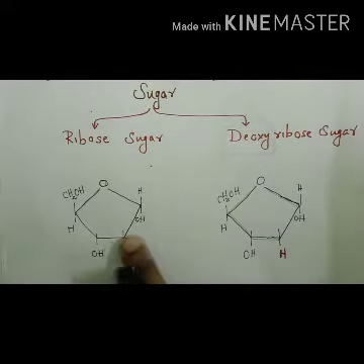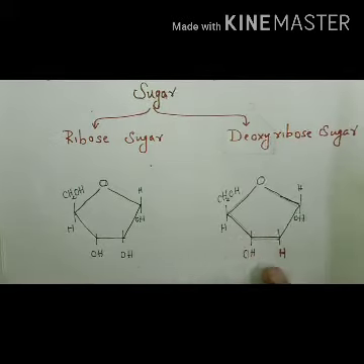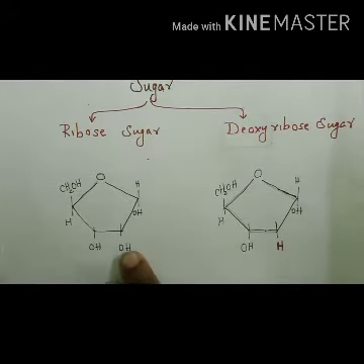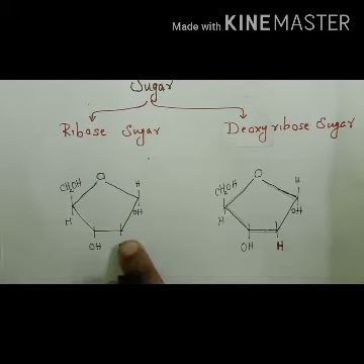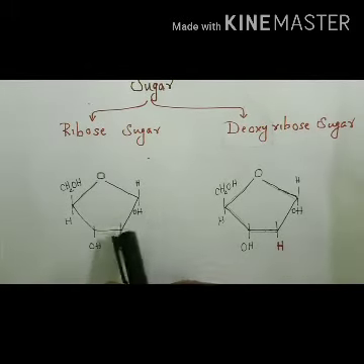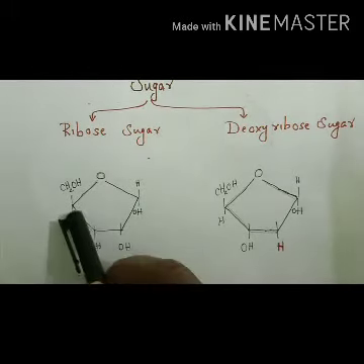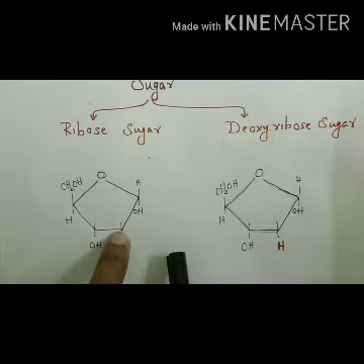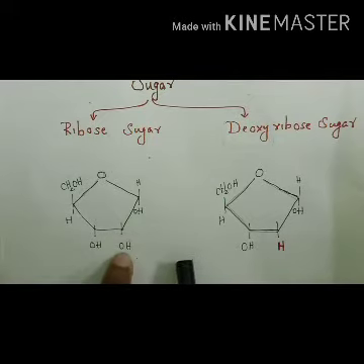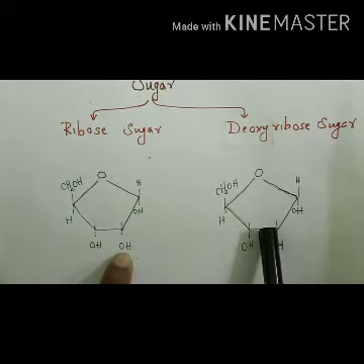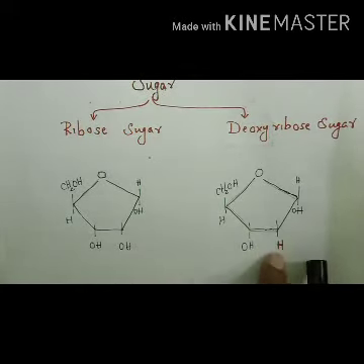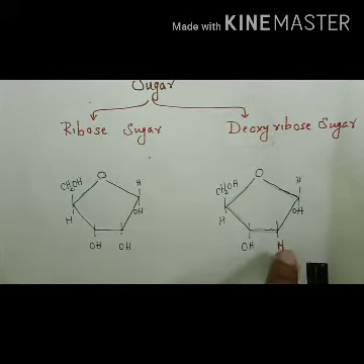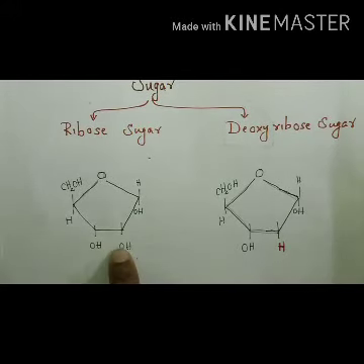This is the structure that we can see. Both the structures are the same, but one difference that can be seen here is at the second carbon atom. This is the first carbon. Here we can see the second, third, fourth and fifth, so it's a 5 carbon compound. Here at the second carbon atom we can see OH, whereas in the case of deoxyribose sugar, the second carbon atom has hydrogen. So here one oxygen is less, that is deoxyribose sugar, and this is ribose sugar.